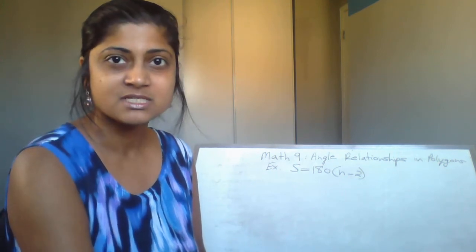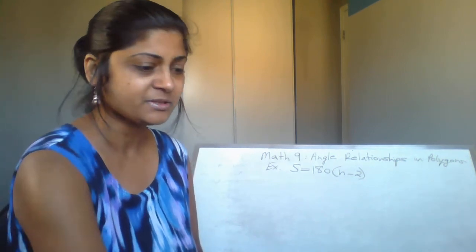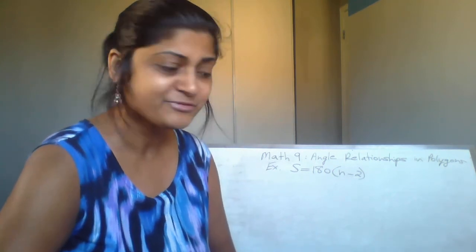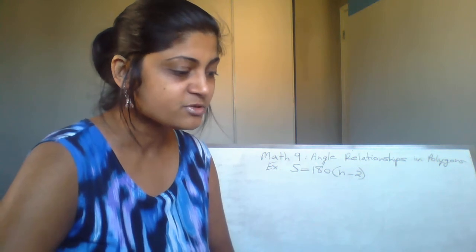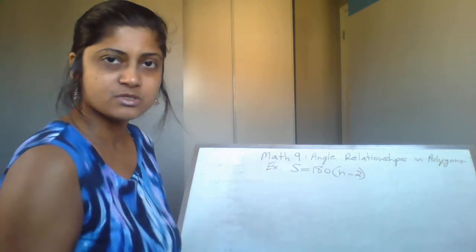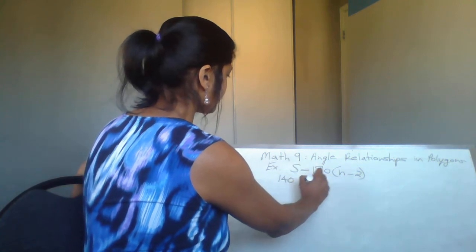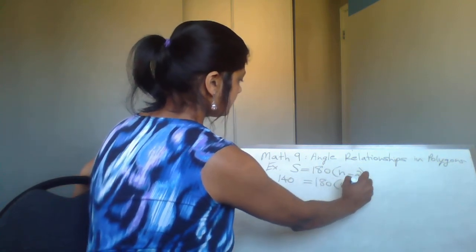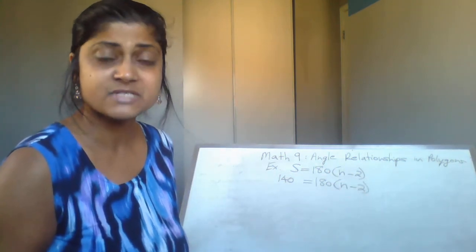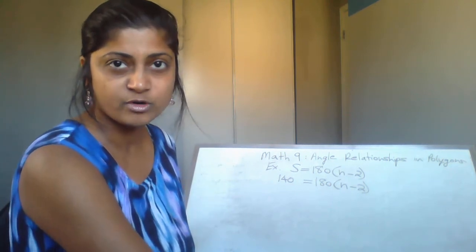And it's important as well because there are a lot of questions on the EQAO that do pertain to using this formula. All right, so let me read out the question. It says, how many sides does a polygon have if each of its interior angles measures 140 degrees? So this time, I'm going to sub in the value into S. I'm going to put 140 equals 180 times (n minus 2). It says how many sides does the polygon have, so I'm solving for the number of sides here. However, it says each of the interior angles is 140 degrees.